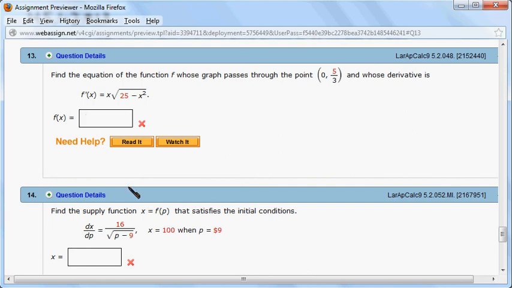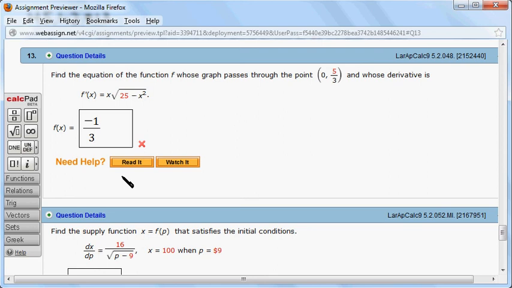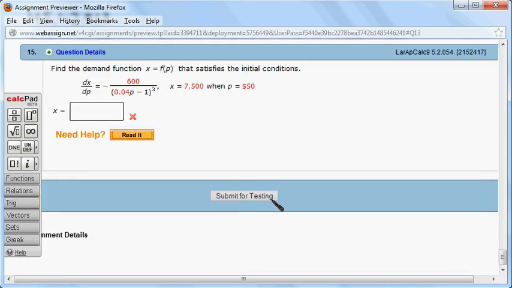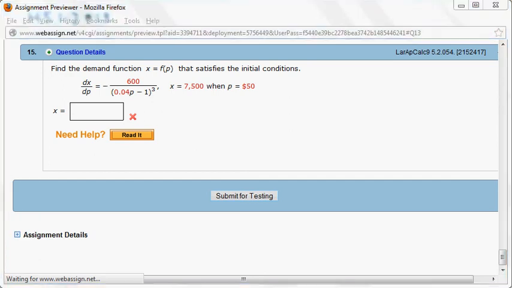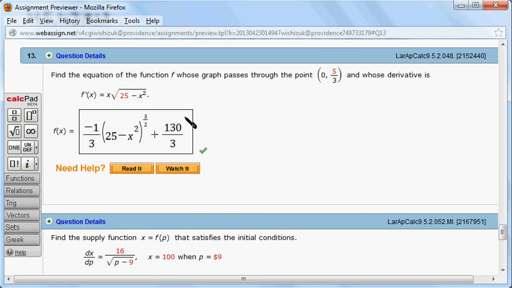So let's type that in: negative 1/3 times 25 minus x squared, raised to the 3/2 power, plus 130 over 3. Let's check the answer. Okay, it came back, and it looks like we got this one correctly. All right, that's it. I hope that this was clear.